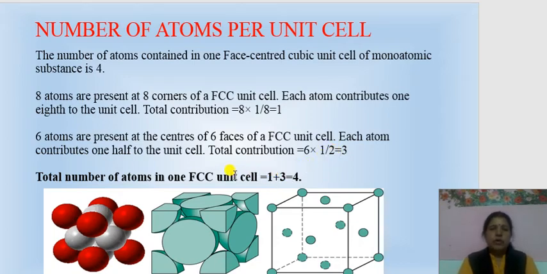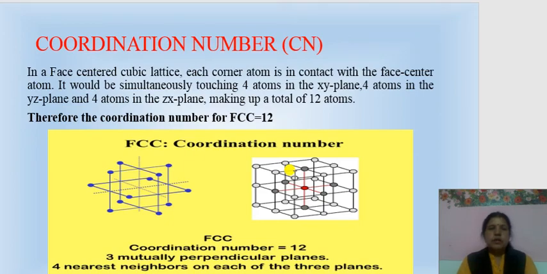Next one, coordination number. In a face centered cubic lattice, each corner atom is in contact with the face centered atom. It would be simultaneously touching 4 atoms in the xy plane, 4 atoms in the yz plane, and 4 atoms in the xz plane, making up a total 12 atoms. Hence the coordination number for FCC is equal to 12.